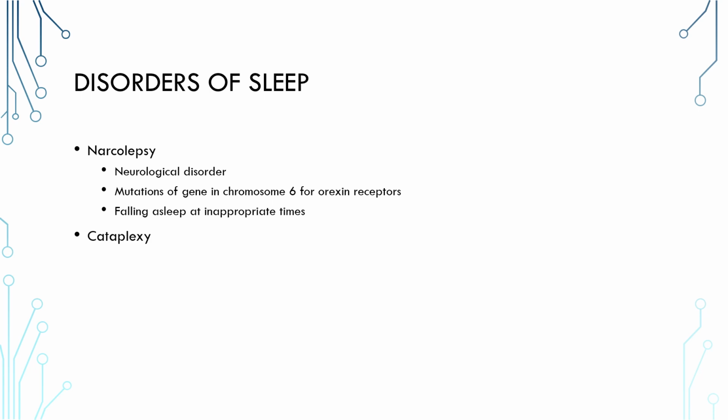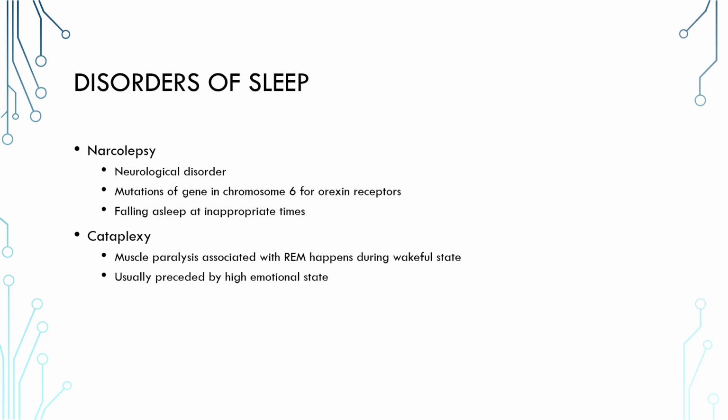And then there is something called cataplexy. This is where someone basically experiences muscle paralysis that would be common in REM sleep, but it happens during a wakeful state. So this is usually preceded by some high emotional state. So someone becomes very shocked or very excited. Some highly emotional event happens, and then they are awake, but they experience muscle paralysis.